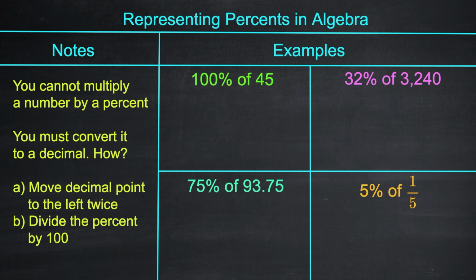Let's zoom in on this one here. So here we have 100% of 45. What we need to do is take this percent and convert it into a decimal. Now, if we have 100%, right now the decimal is right after this number 100. Let's write that in. So right now, the decimal point is located right here. So in order to convert this percent into a decimal, I would have to take this decimal point here and move it twice to the left. 1, 2. And then I'll place it right here.